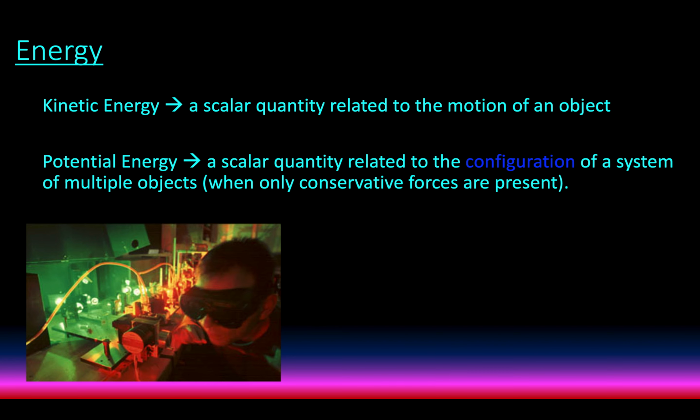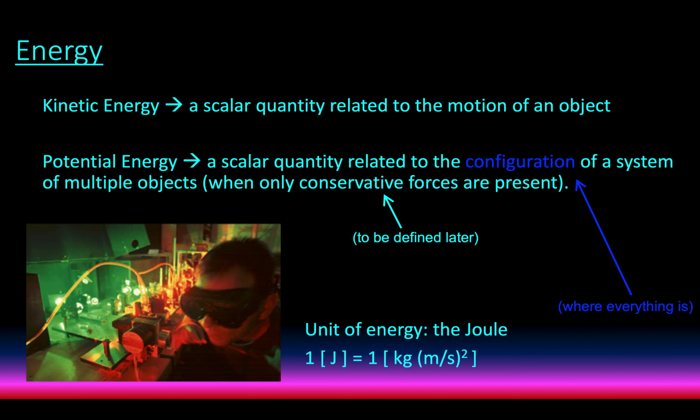There is also a notion of potential energy, and potential energy is a scalar quantity related to the configuration of a system of multiple objects. Now, by that, I just mean the potential energy is related to where the objects are. So if I think of kinetic energy as an energy of motion, I could think of potential energy as an energy of position. Now, later on in this chapter, we will define what conservative forces are. For now, I'm going to tell you that the SI unit of energy is the joule. 1 joule is 1 kilogram meter squared per second squared.